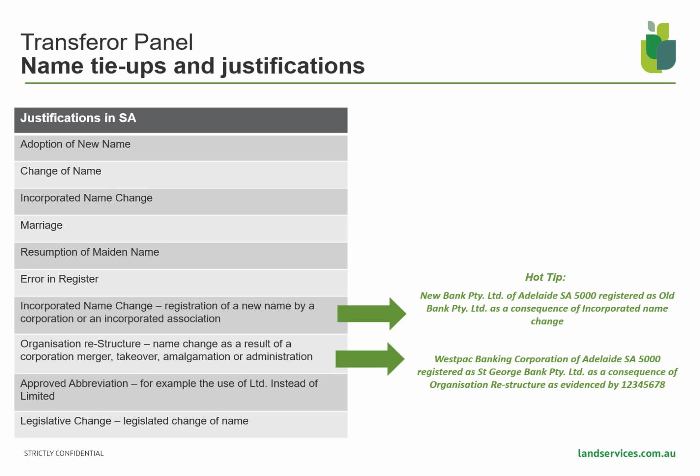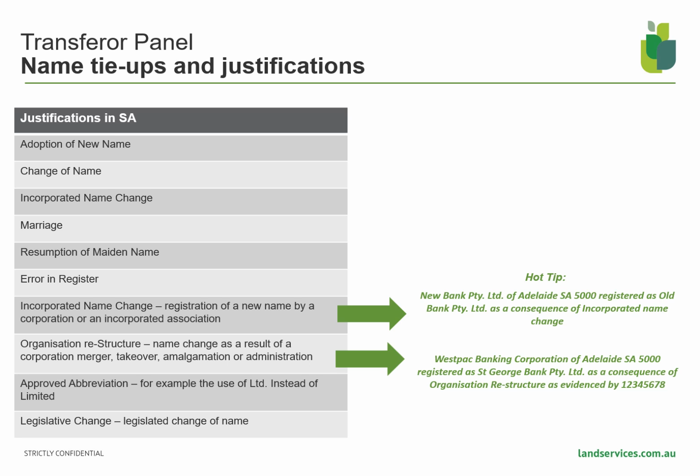Likewise, for a mortgagee coming off the title through discharge or transfer, and whose name has changed from how it was registered, a tie-up and the appropriate justification must be selected. At times we see incorrect justifications used, particularly when it comes to a company or association. If the outgoing party has changed their name, whether it is an individual or company, the first question to ask is how and why their name was changed.